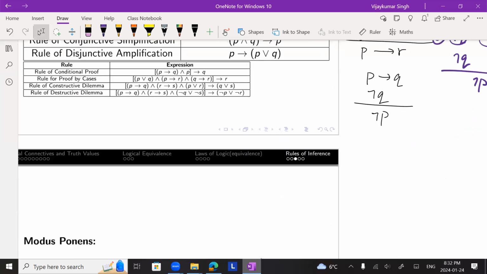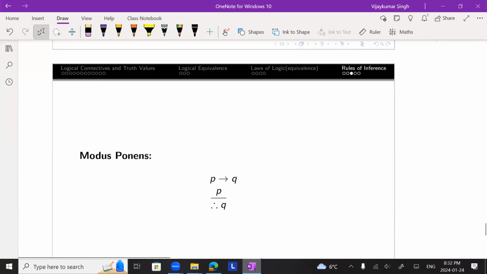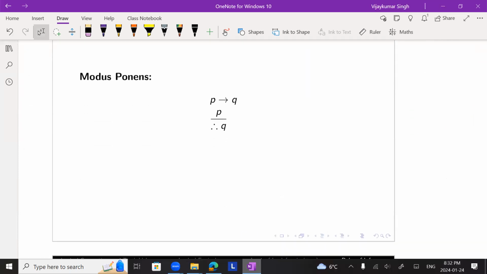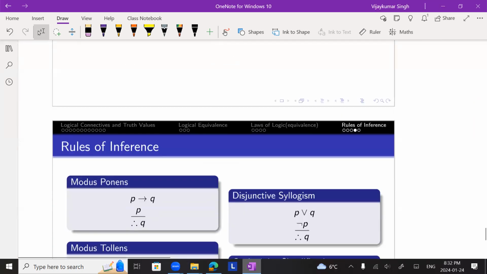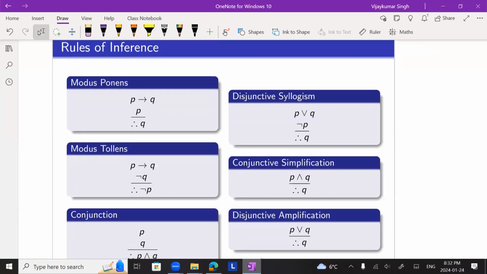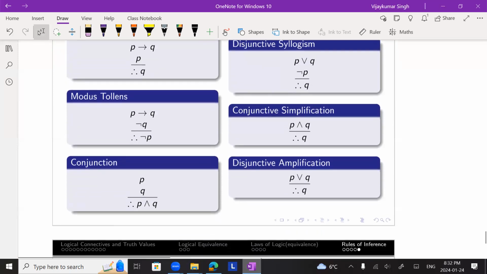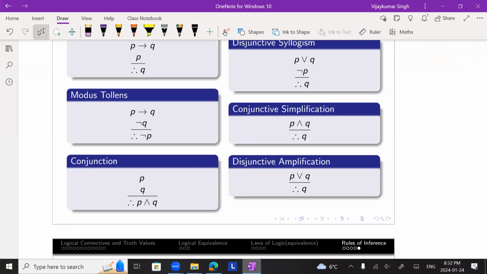So these are the rules you're going to use. Let me just mention these rules again. P implies Q, and if P, this is the same as Q. Therefore, Q. This is modus ponens. We talked about modus tollens. Conjunction is if P is true and Q is true, that means what? P and Q is true, obviously, right? If P is true and Q is true, then the AND of them is going to be true. So this is the conjunction law.